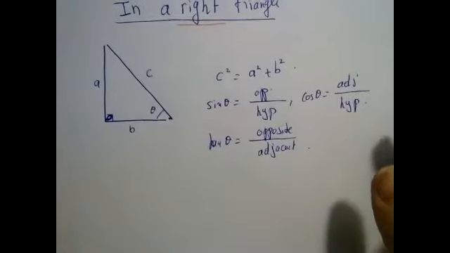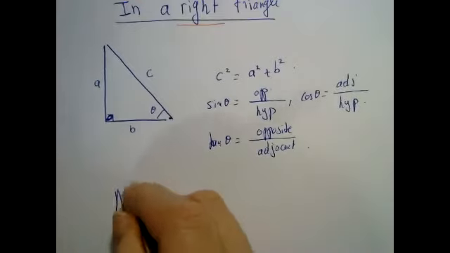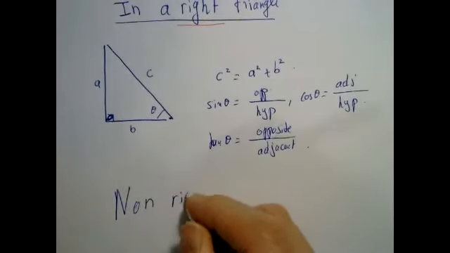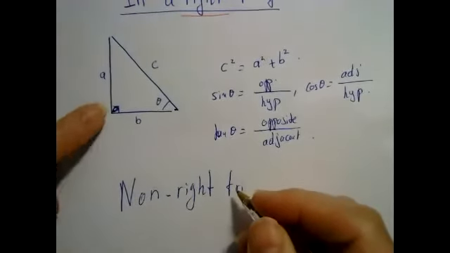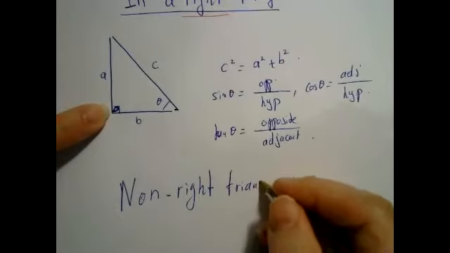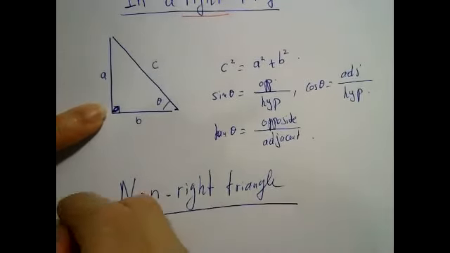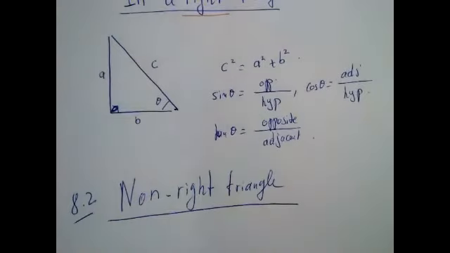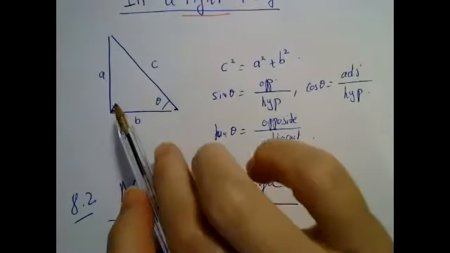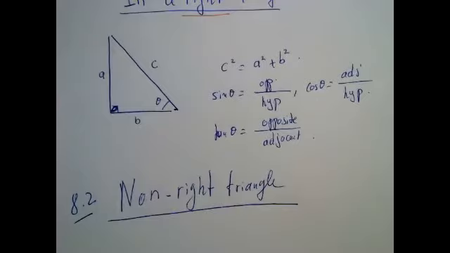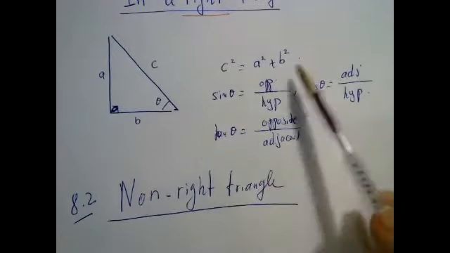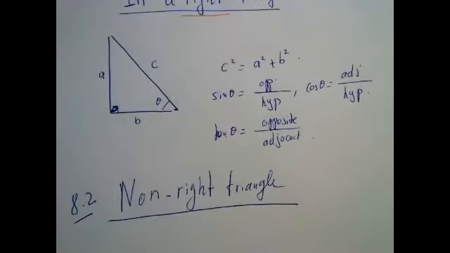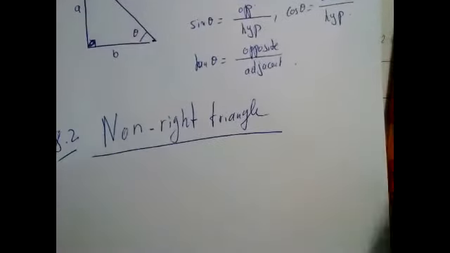So this is section 8.2, non-right triangles. It means a triangle where we don't have a 90-degree angle. So that means I don't have this nice scenario right here. Everything falls apart. It means this property will not hold. The definition of sine and cosine will not hold. So let's see what's going to happen here.